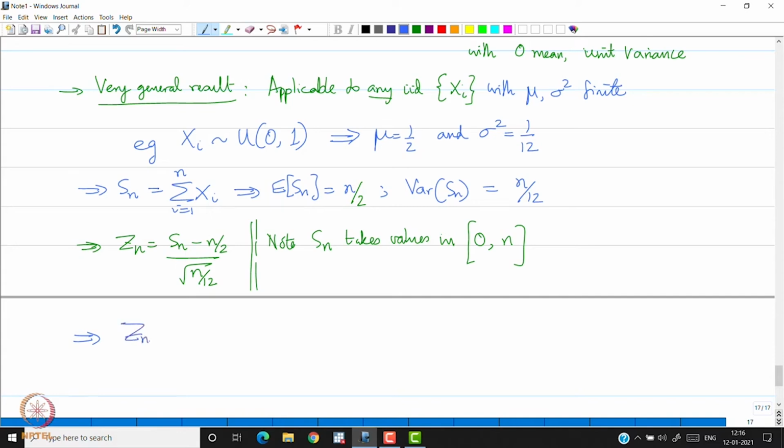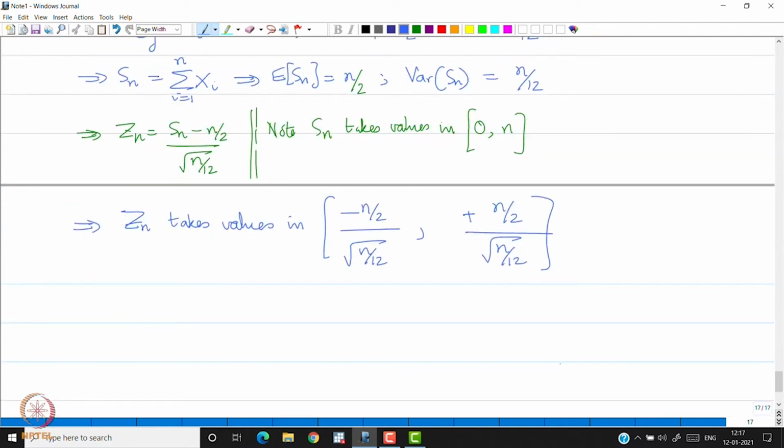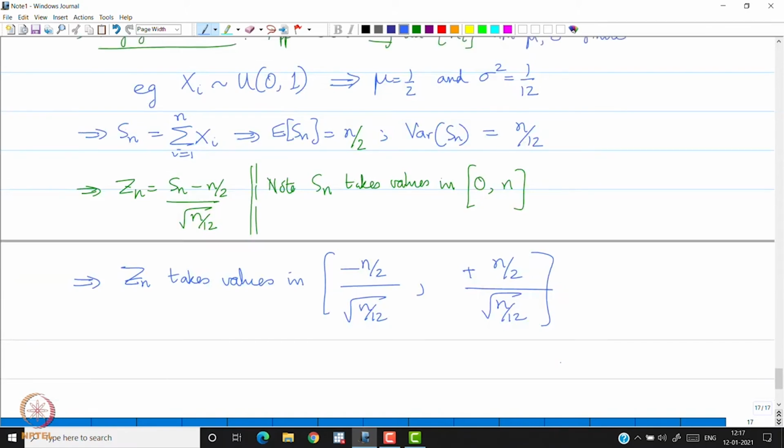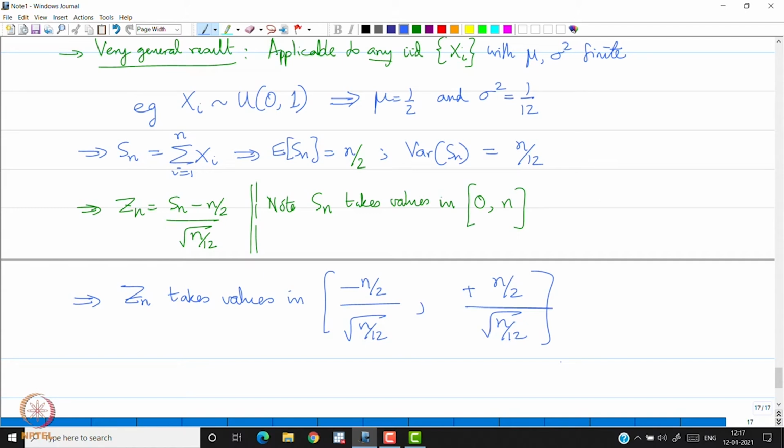Let me write the result here. What does it take values in? It takes values in minus n by 2 divided by the square root of n by 12 to plus n by 2 divided by the square root of n by 12. That is quite clear if you look at the definition of Zn. The smallest value Zn can take is when Sn itself is 0, and at that point Zn will take the value minus n by 2 divided by square root of n by 12. And the largest value Zn takes is when Sn takes a value n, so that is going to be plus n by 2. So this is a symmetric range.